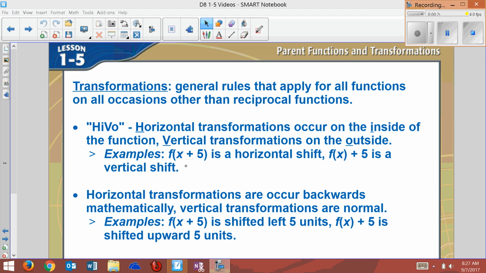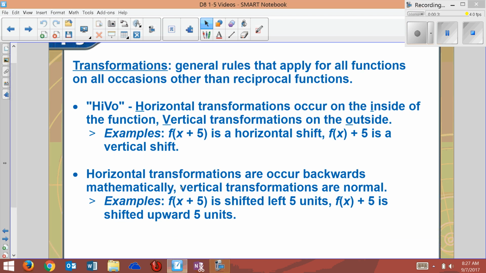So obviously you can read that. I'm going to give you an example. If you have a function here, you see how it's f of x plus 5, and that's on the inside? Because it's on the inside of the function, it would be horizontal. Whereas if that plus 5 was on the outside, so we had the function plus 5 on the outside, that would be vertical.